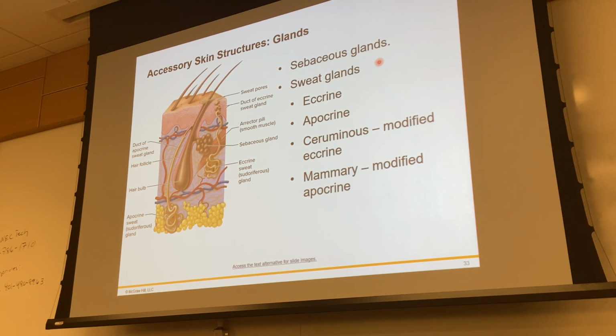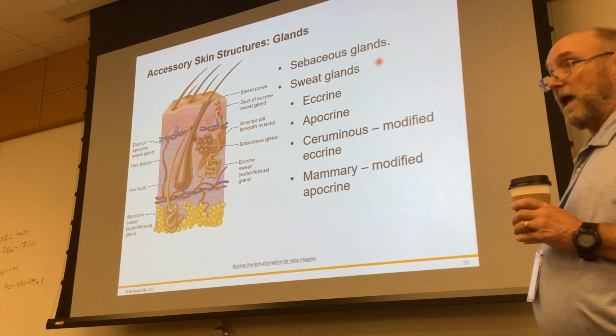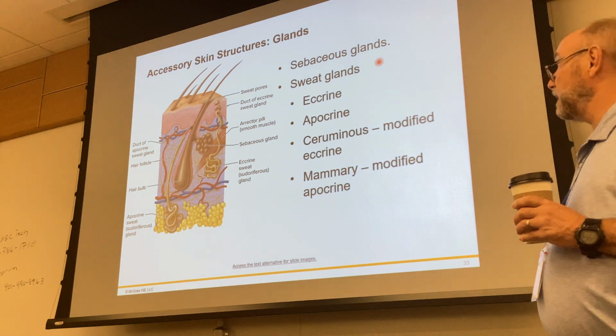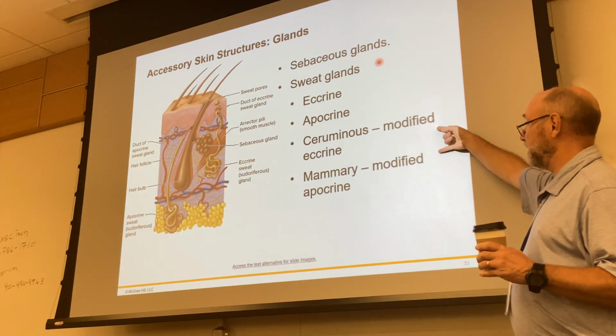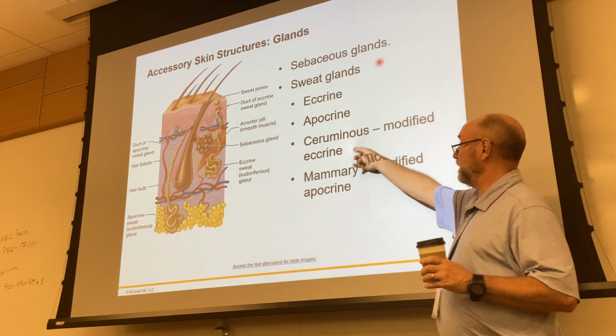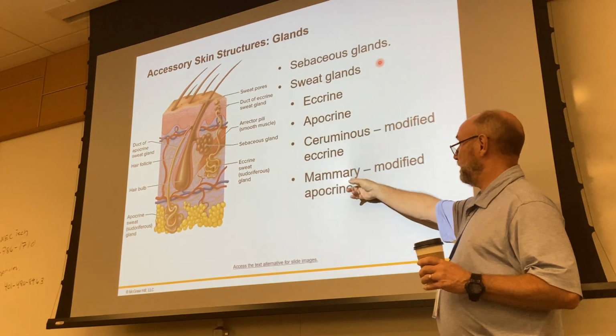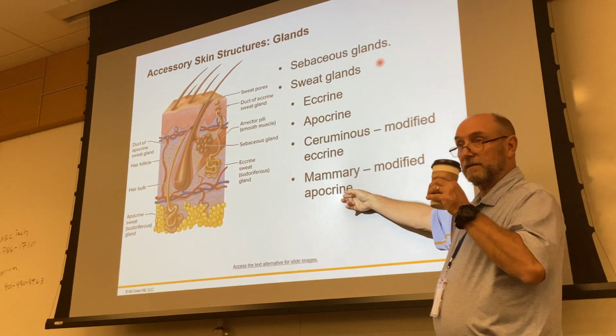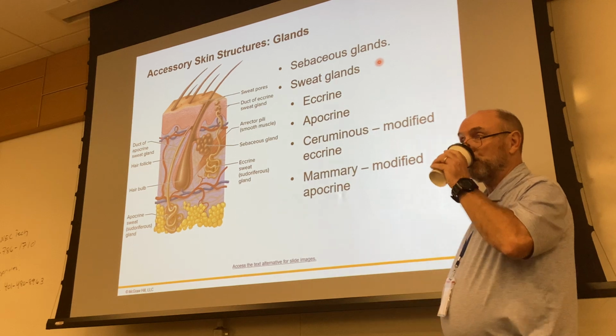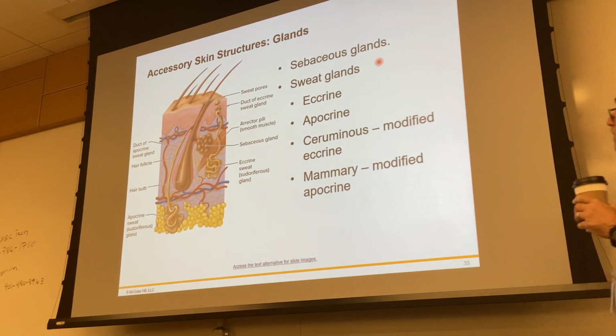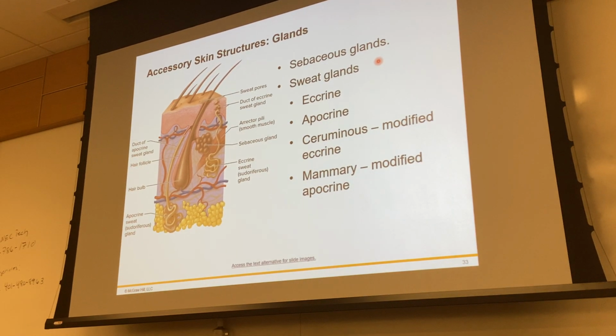Of those sweat glands, there's a number of different categories. Eccrine and apocrine are the two major categories, and there are two modified versions of them. The ceruminous gland is a modified eccrine gland, and a mammary gland is a modified apocrine gland. So let's talk about what these are and what they do and what they're not.